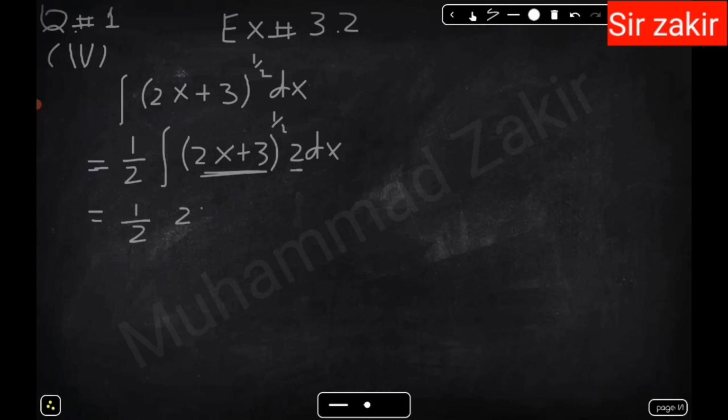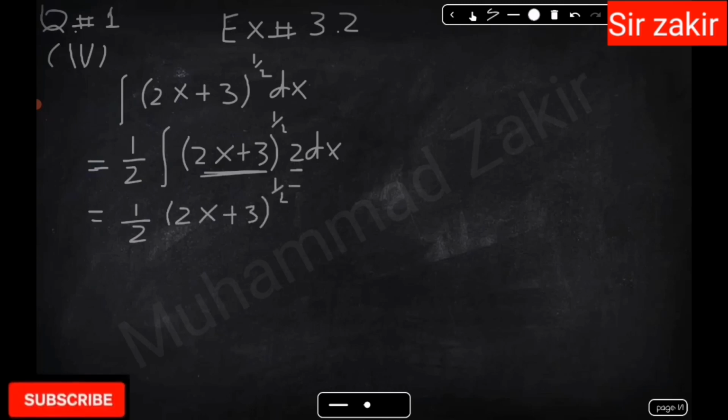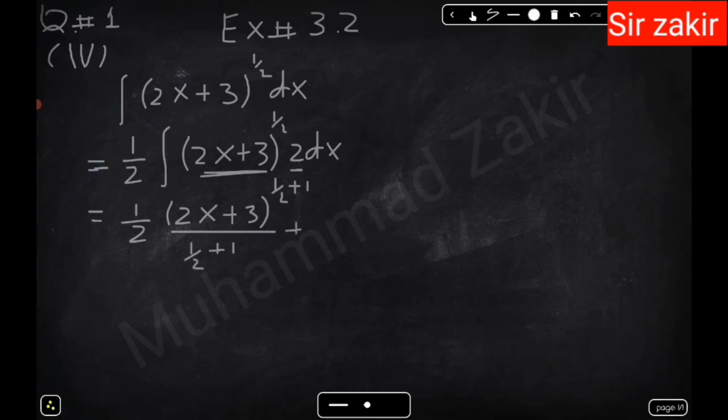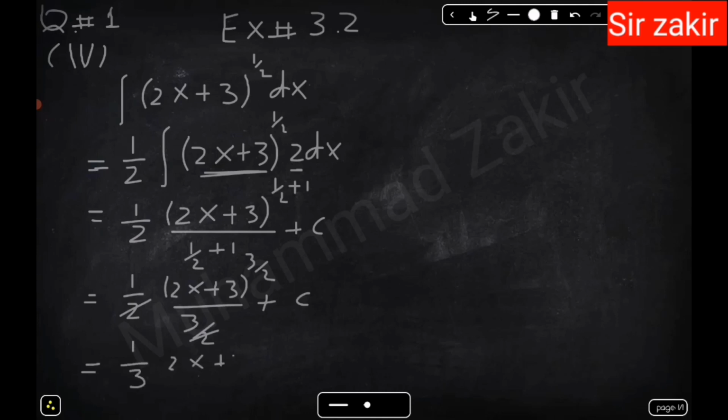When such a situation arises, we integrate the function by increasing the power of the function by 1. We add 1 to the power of the function and divide by that value. So 1 by 2 is the power of the function. We added 1 to it and divided by that value, plus c is added. Here it is 1 by 2, so (2x plus 3) power becomes 3 by 2, divided by 3 by 2, plus c. This 2 is cancelled by this, and we see that 1 by 3, (2x plus 3) power 3 by 2, plus c is the answer. So it is a simple integration and is completed.